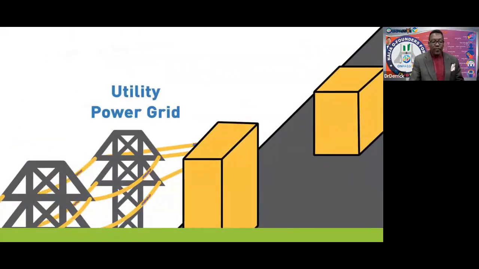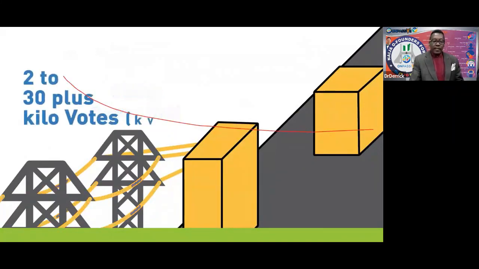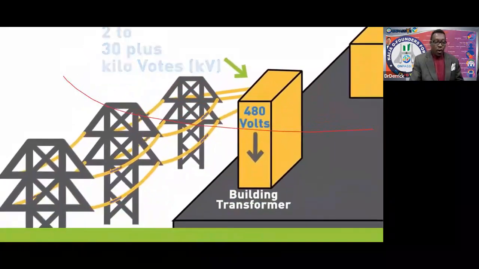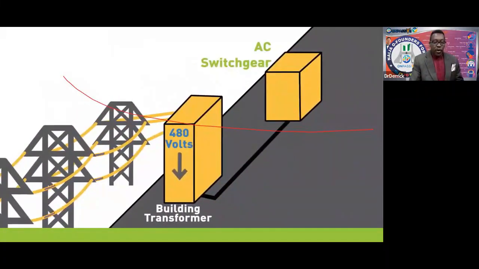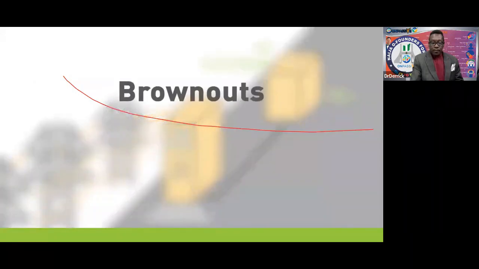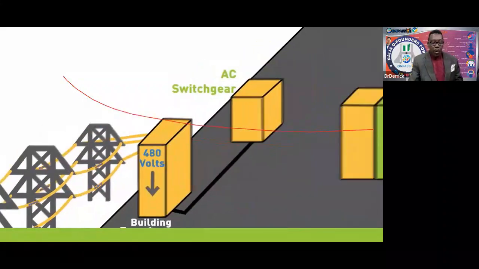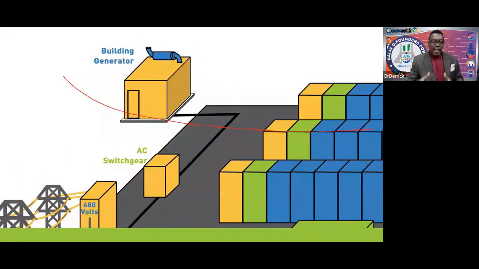The power comes in from the power grid, and this power is normally, in the US, from 2 to 30 plus kilovolts. 1 kilovolt equals 1,000 volts. So that has to convert to 480 volts to go to the building. And that 480 volts then goes to a switch that switches whenever there's a brownout, blackout, or short-term power interruption. And that sends a message to the generator that chips in.